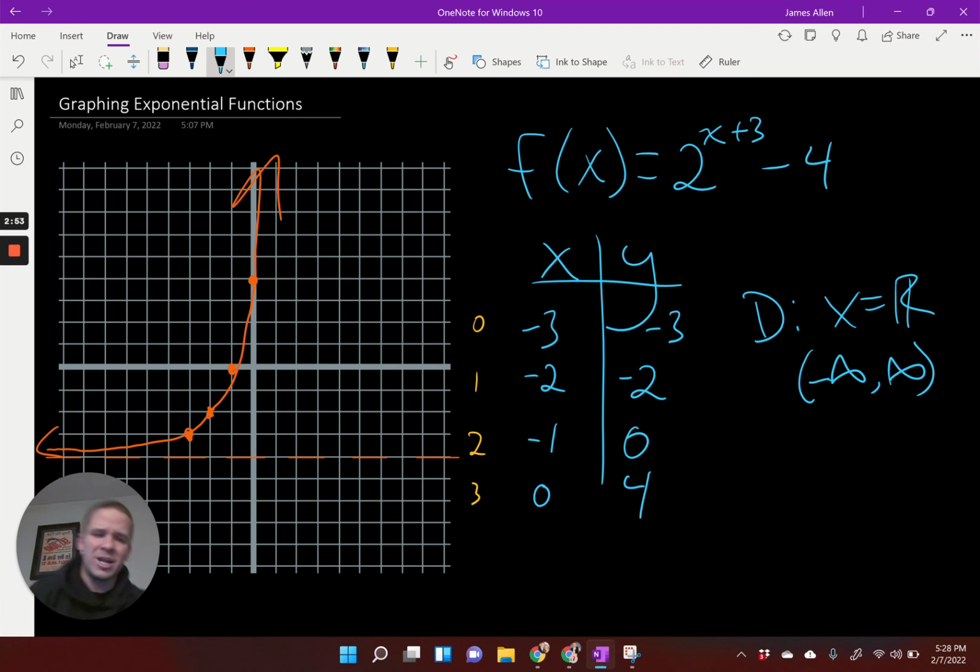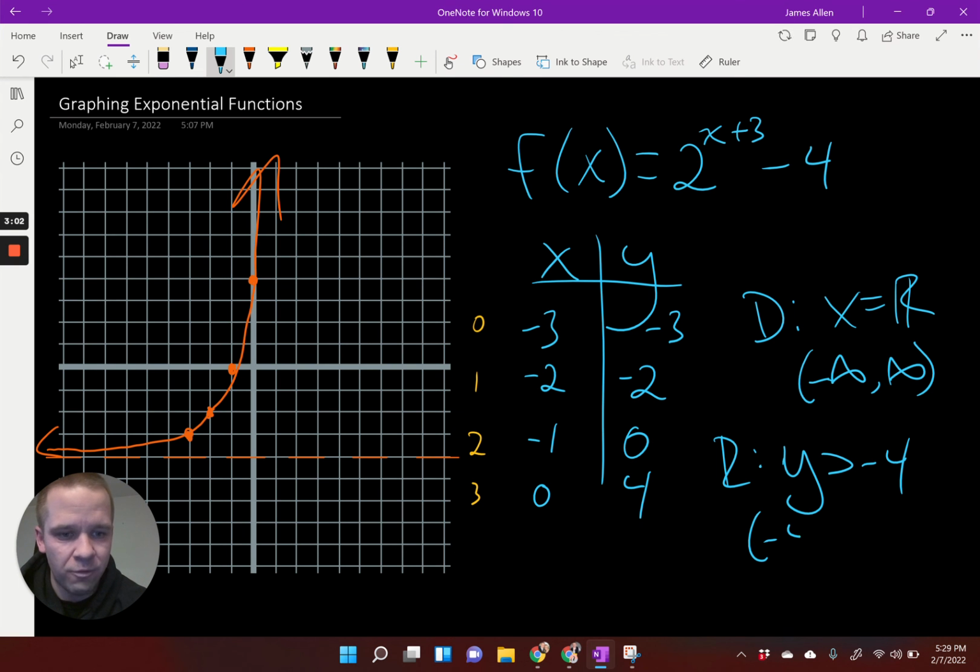And then how about my range? What the heck is my range going to be? Well, my range, it's shifted down 4. So it's going to be y is always greater than -4, or we can go -4 to positive infinity. Either one of those is fine. Those are 2 different notations for the same thing.